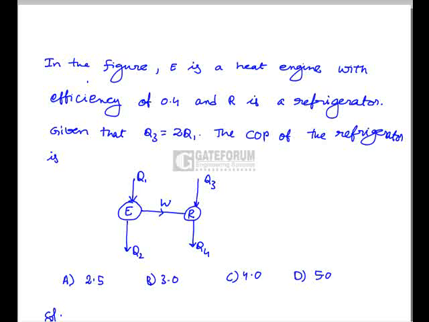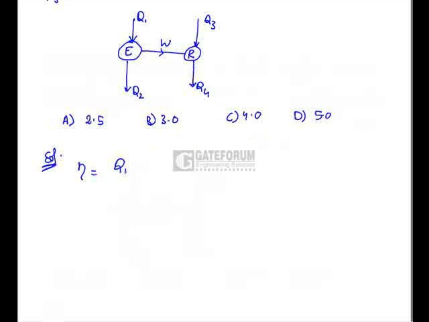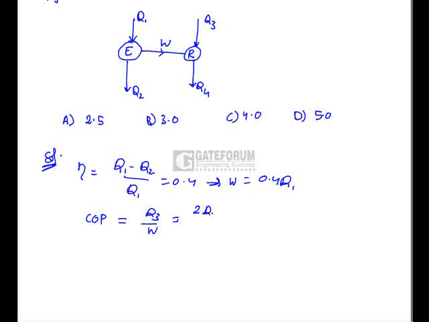So here the efficiency of the engine, (Q1 minus Q2) by Q1, is equal to 0.4. But here Q1 minus Q2 is nothing but W, which is equal to 0.4 Q1. The COP of the refrigerator is given by Q3 by W, where Q3 is the refrigerating effect and W is the work input. Here Q3 is given in the data as Q1, and W equal to 0.4 Q1, which gives a value of 5, and in the options the right option is D. D is the right answer.